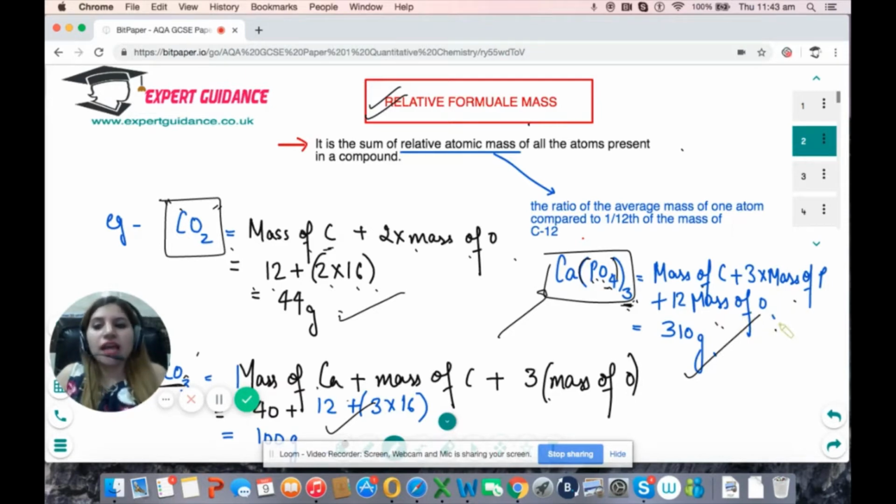Okay, so now you should know the definitions of relative formula mass and atomic mass. So relative formula mass is the sum of relative atomic mass of all the atoms present in a compound, and the atomic mass is the ratio of the average mass of one atom compared to 1/12 of the mass of carbon-12. Okay, so make sure you remember this definition.